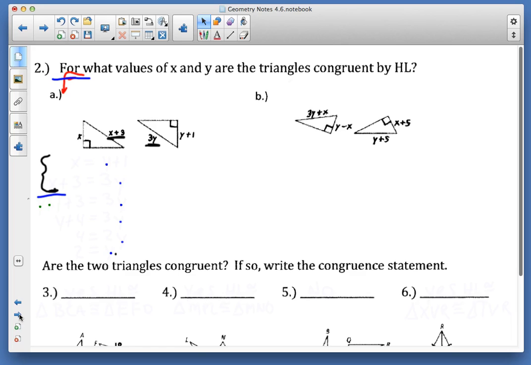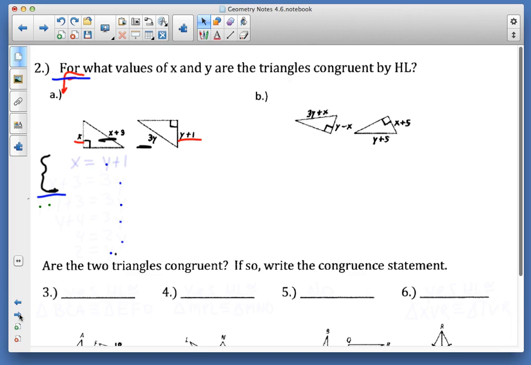Okay, so let's talk about it. If you have some questions, ask as we get going. But let's use this hypotenuse leg stuff. First of all, I've got a hypotenuse, x plus 3, and another one, 3y. That's one relationship. My other relationship is x is equal to y plus 1. Those are my leg relationships.